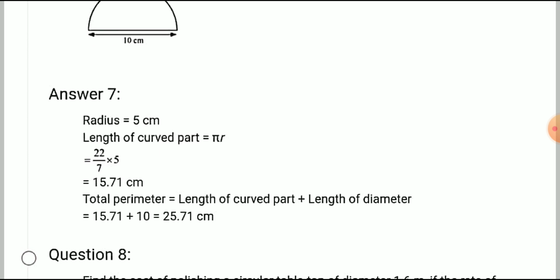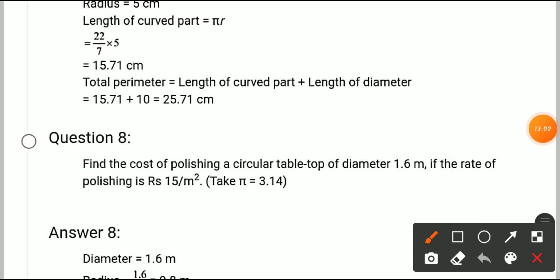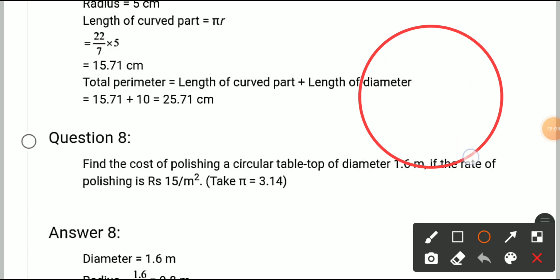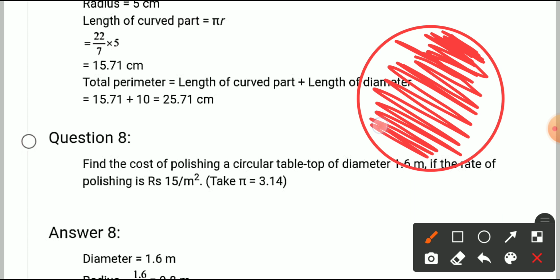Now next question, question number 8. Find the cost of polishing a circular tabletop of diameter 1.6 meter. So what is the meaning of polishing? See, here this is the tabletop and you need to polish this. Polishing means polishing inside this region, and this region is known as area. Yes or no? So in this question we have to calculate the area of the circle.